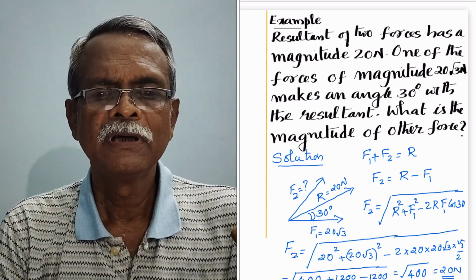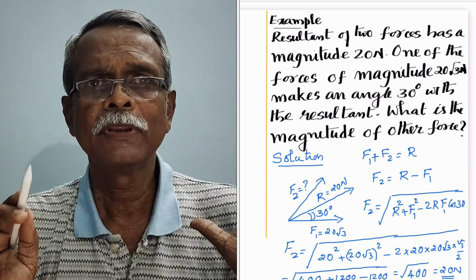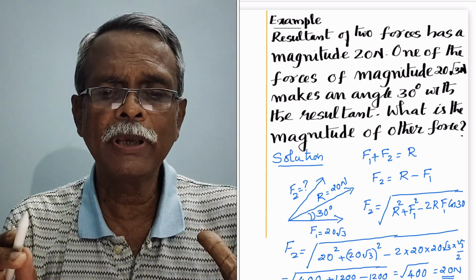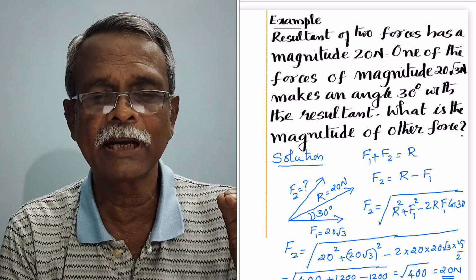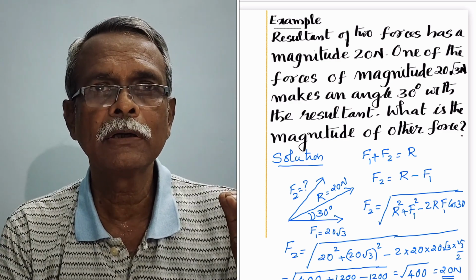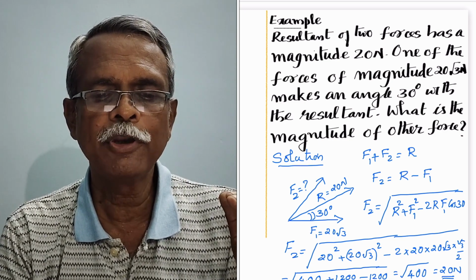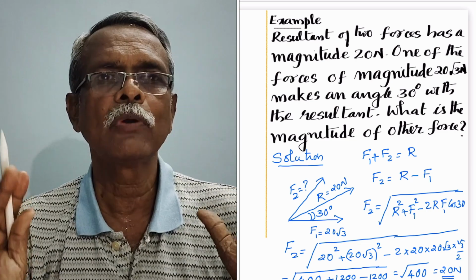That is, F1 plus F2 is equal to R. Then you want to calculate F2. In the figure you can see that F1 I have taken as 20 root 3, R I have taken as 20 Newton, and the angle between those is 30 degrees, and this is F2, which is to be calculated.